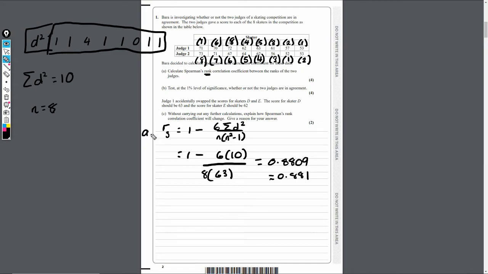So that's part A. Part B, I might have enough room to do it down here. So part B, we actually have to do the test now. So we're testing at the 1% level of significance whether or not the 2 judges are in agreement. So for any hypothesis test, we need our hypotheses. So H0. Well, because we're talking about correlation and it's Spearman's rank correlation test, again, we're just going to use rho. So rho, we're going to test whether that's equal to 0. And then H1, we're going to test whether rho is greater than 0. Okay, so that's going to be your hypothesis for this one.